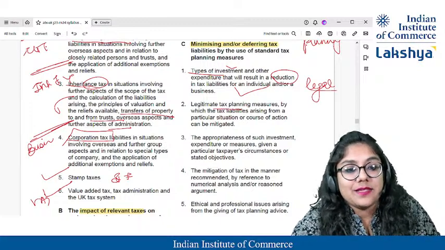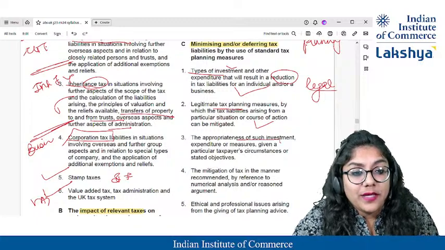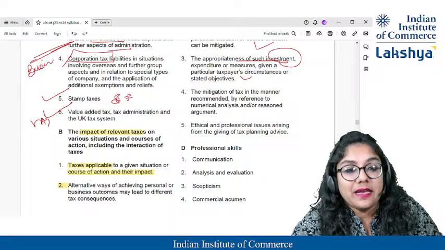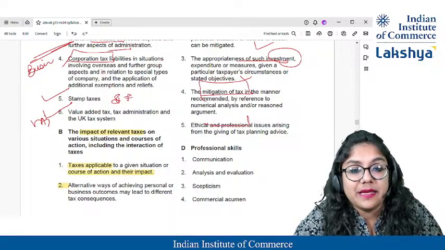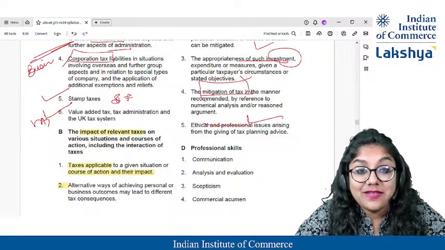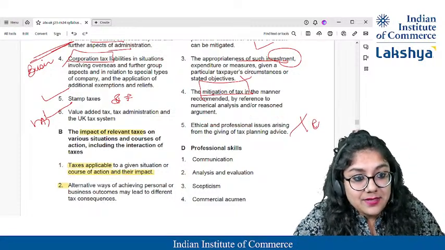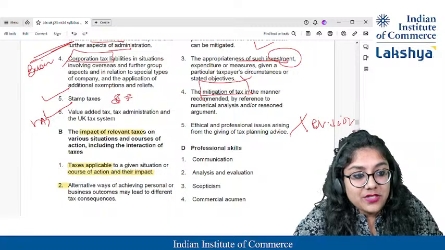Then the tax planning which I have to take, then the appropriateness of such investments. Where should I go ahead? Then how can I minimize and mitigate my tax liabilities, and at my ethical and professional level, when giving the advice, I should not engage in evasion of tax. Tax evasion I should not do, right?